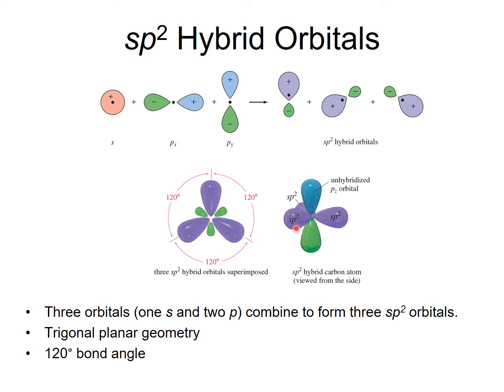Now, when you have an sp2 hybridized carbon, one of the p orbitals is not hybridized. It's just sitting there as the pz. So here's my unhybridized pz orbital. Here are my hybridized p orbitals mixed in with the s. You use the unhybridized p orbital to form pi bonds. So three orbitals combine to form three sp2 hybridized orbitals. You get trigonal planar geometry, 120 degree bond angle.